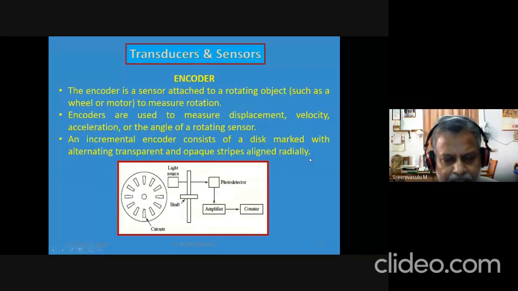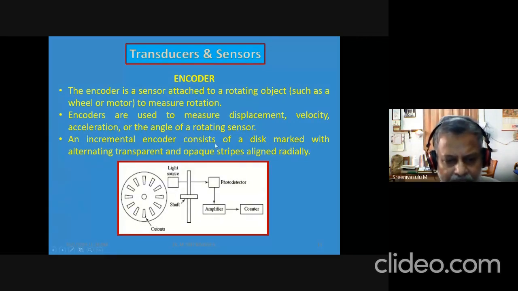Same information has been stated here. The encoder is a sensor attached to a rotating object such as a wheel or motor to measure rotation. Encoders are used to measure displacement, velocity, acceleration, or the angle of a rotating sensor.